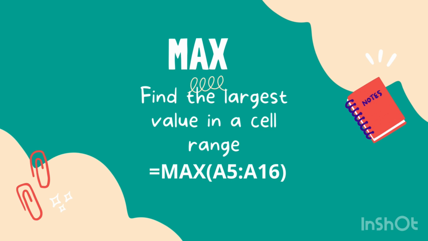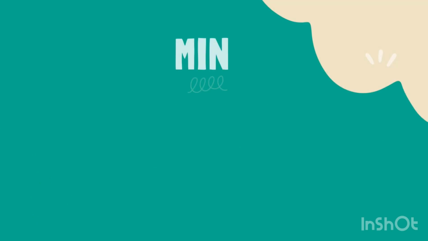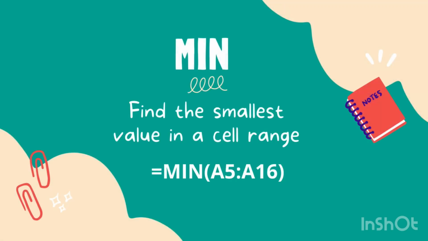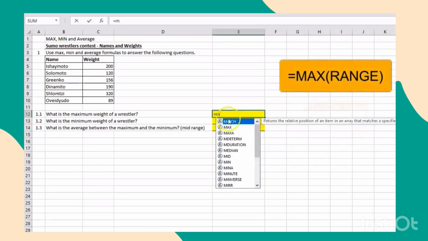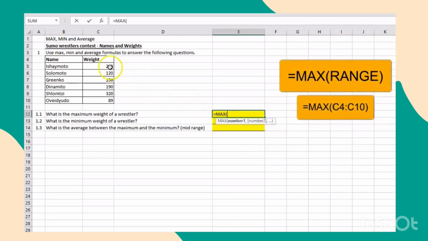The max function is used when we want to find a maximum value within a range of cells, while the min function is the opposite of the max function, and it's used when we want to find the minimum value within a range of cells. Now, let's try to find the maximum value using max and the minimum value using min.